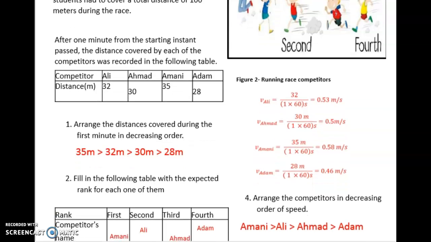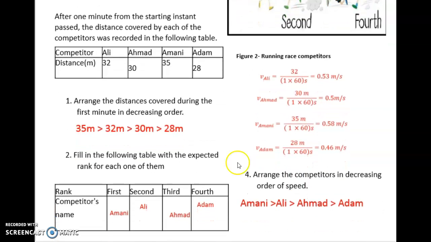Fill in the following table with the expected rank for each one of them. Because Amani covered the greatest distance during the same time, however, Adam covered the least distance during the same time, which is 1 minute, we expect that Amani wins the first rank, Ali second, Ahmad third, and Adam fourth. So as the distance covered during the same time decreases, the rank decreases.